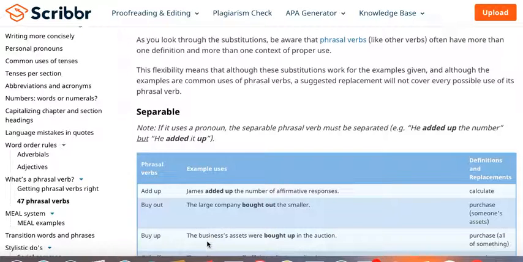Next one. Buy up. The business's assets were bought up in the auction. Bought up. That's a regular verb, past tense. Bought up. What does it mean? Purchase. All of something. Look at this carefully. You have buy out and you have buy up. Both are phrasal verbs. Study them carefully.